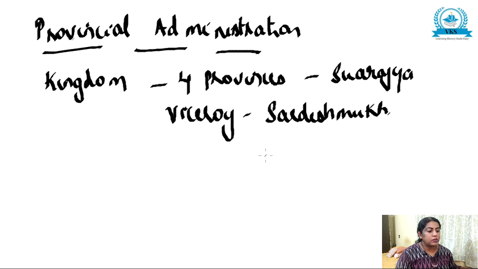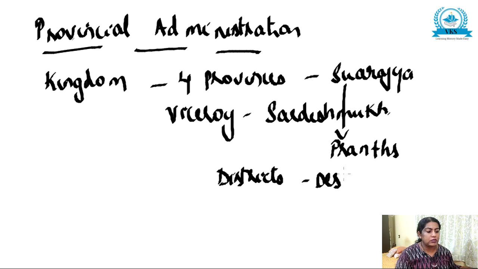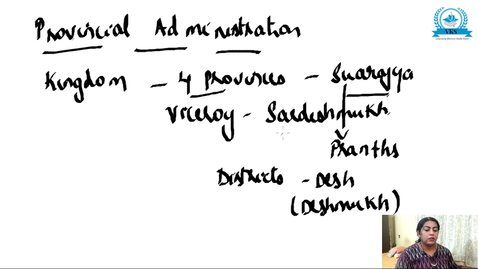Now, Swarajya was subdivided into a number of prans or groups, and the districts were called Desh. Districts were called Desh, and the head of the Desh was Deshmukh. So the kingdom was divided into 4 provinces called Swarajya. Viceroy Sar Deshmukh took care of the provinces. Swarajya was divided into prans, and prans were further divided into districts called Desh, and the head of the Desh was called Deshmukh.